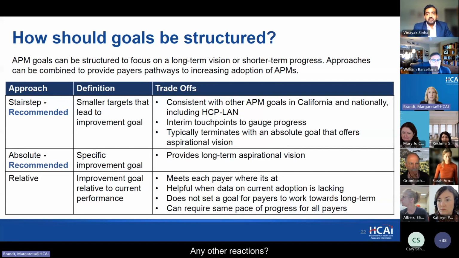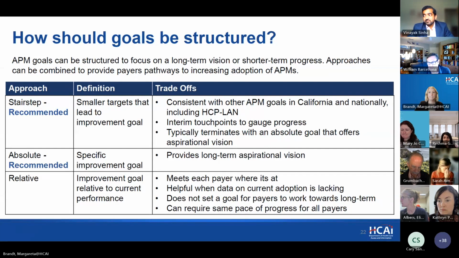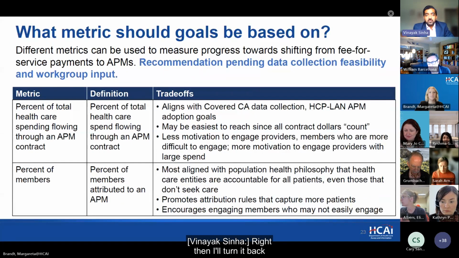Any other reactions? Okay. Right, then I'll turn it back over to Mary Jo to talk about, I guess, what may be one of our most important questions for today.